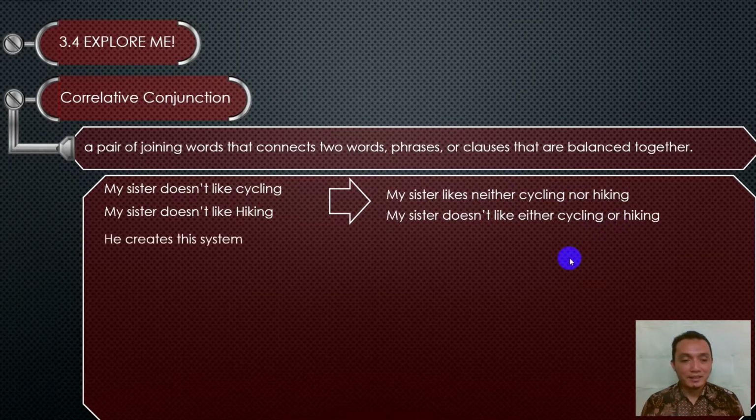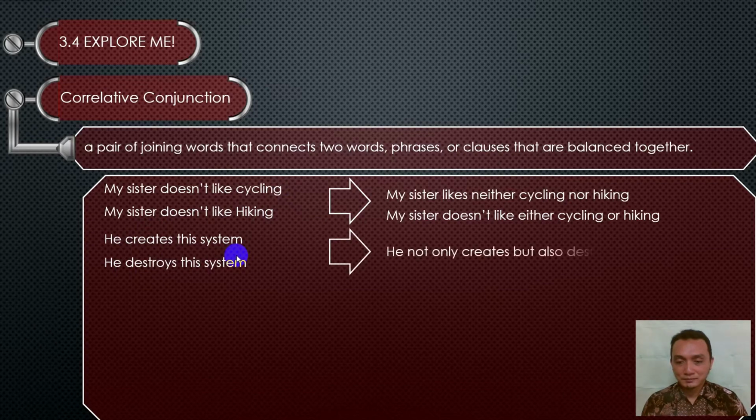Okay, next is: he creates the system, he destroys the system. In the first example, I give different objects, and in the second example, different verbs. How to combine them? That becomes: he not only creates, but also destroys the system. He, the subject, is followed by the correlative conjunction not only, but also. Not only, blah blah blah, but also.